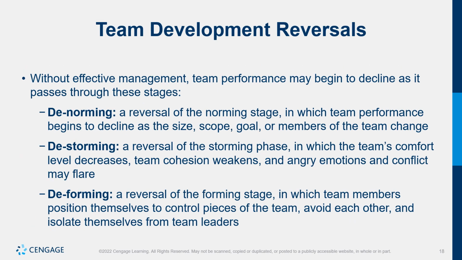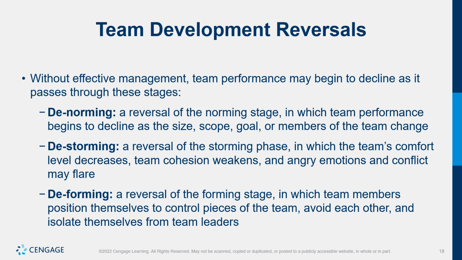Without effective management, its performance may start to deteriorate. Teams decline and pass through 3 stages. Denorming is a reversal of the norming stage in which performance begins to decline as the size, scope, goal, or members of the team change.